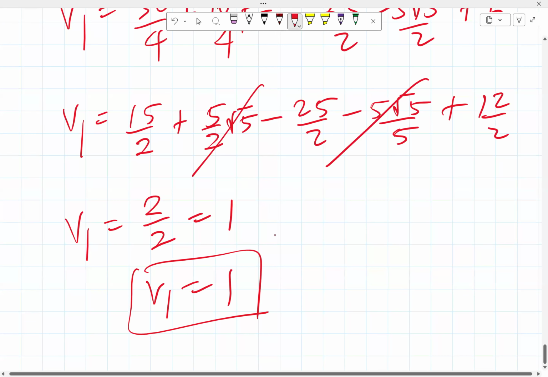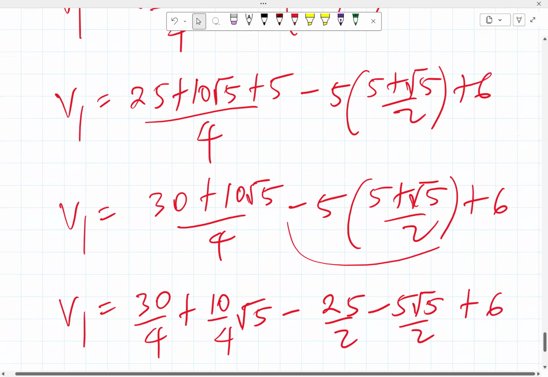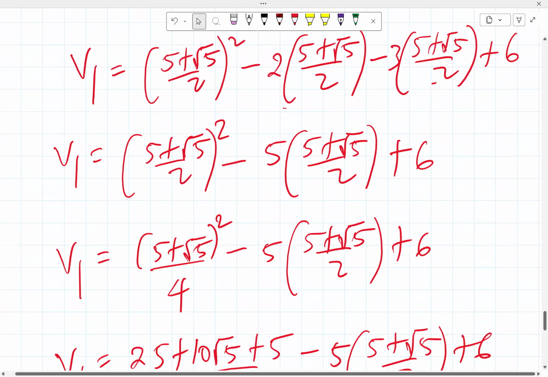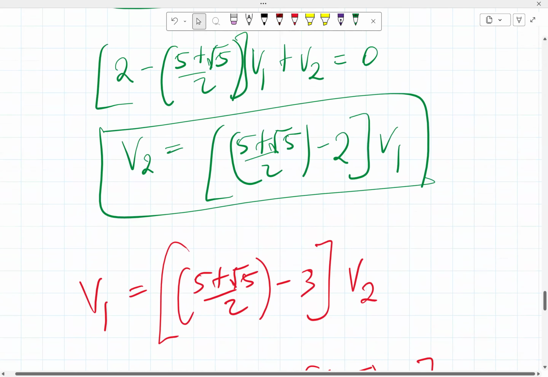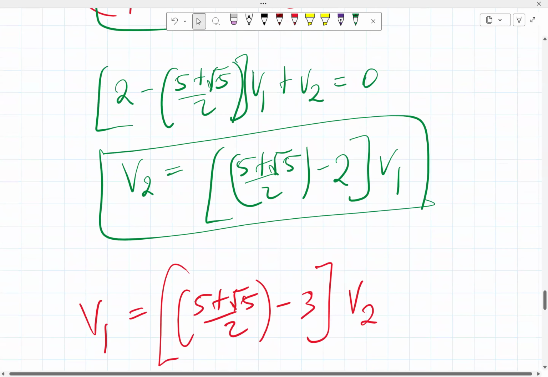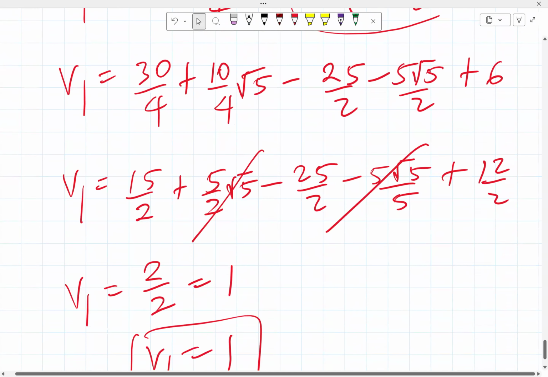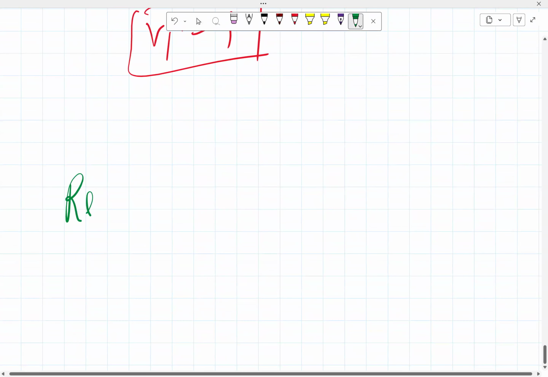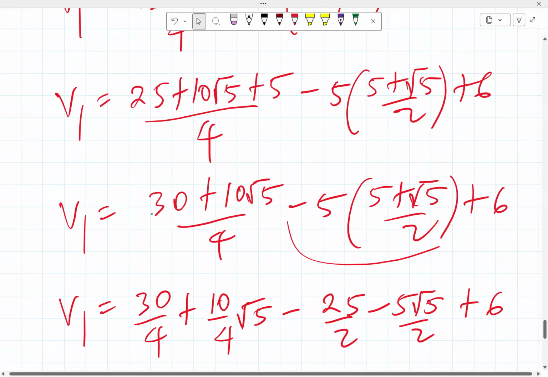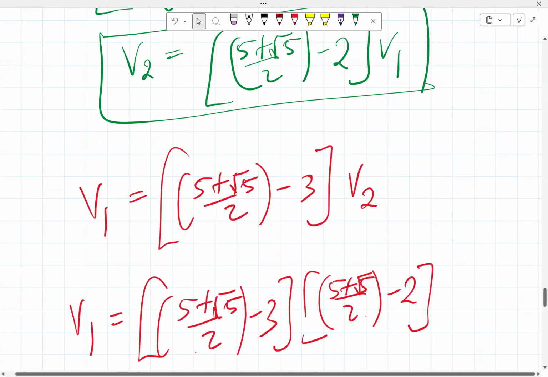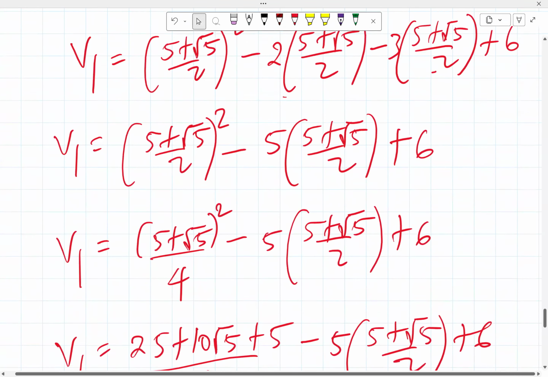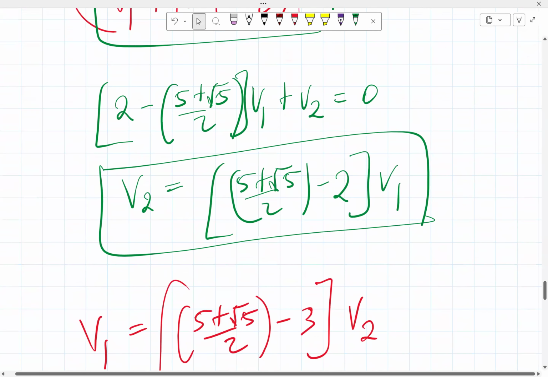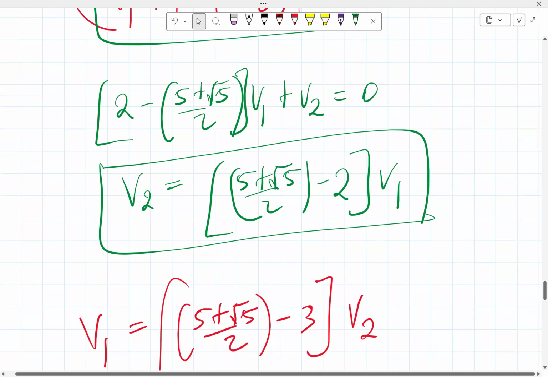If V1 is 1, that makes life pretty easy. So we can go back and get V2. What's V2 from where we are coming from? So this is V2 now. Recall that V2 is 5 plus root 5 over 2 minus 2 V1.